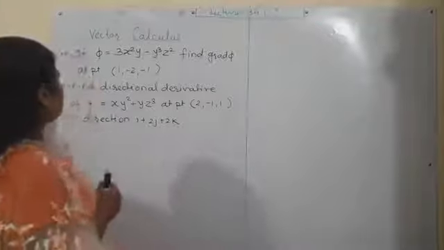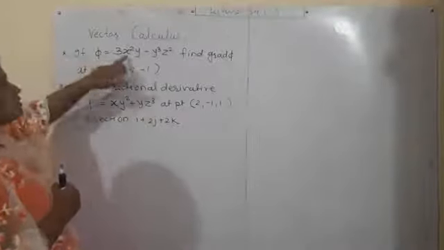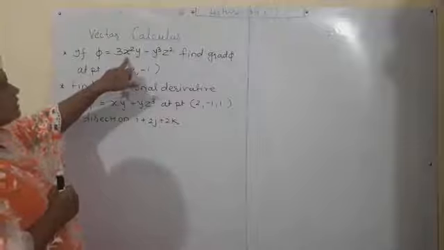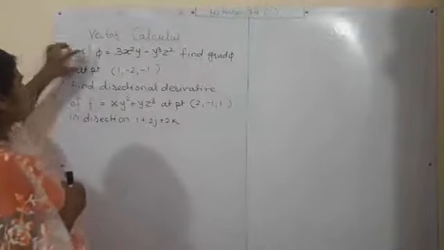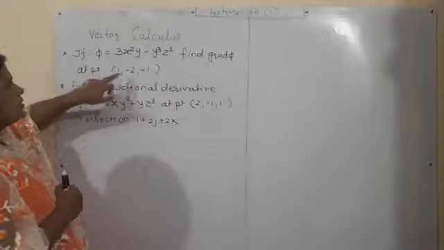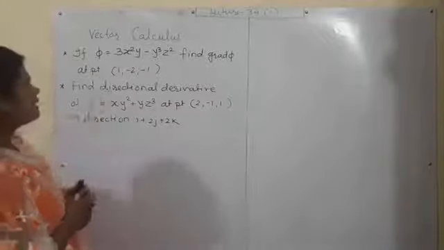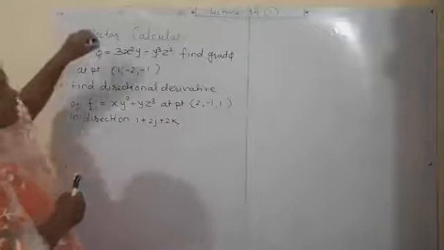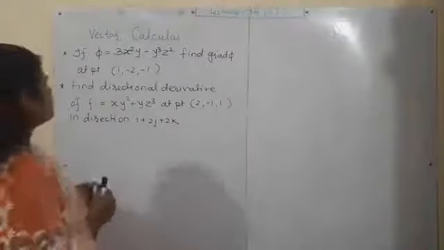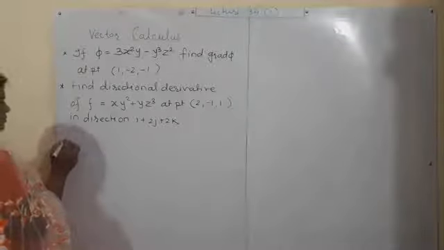Now I have written here two problems. First, if phi is equal to 3x square y minus y cube z square, we have to find the grad of that function at a particular point (1, -2, -1). And the second problem is of directional derivative. But first we see how to get the grad of any scalar point function. So we see that problem, that is our first problem here.